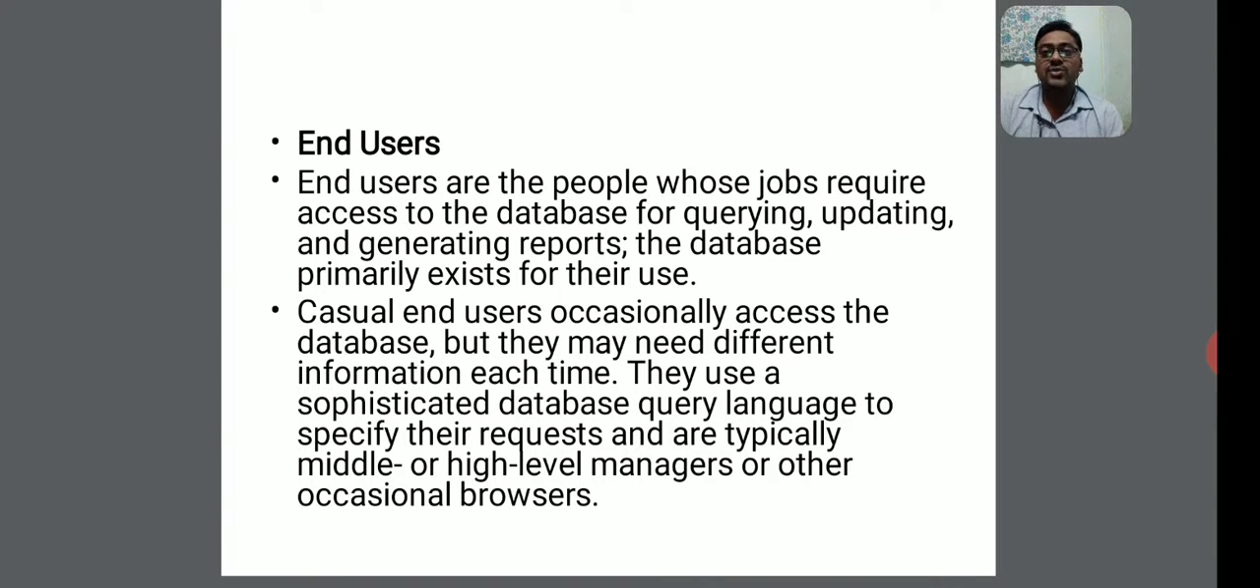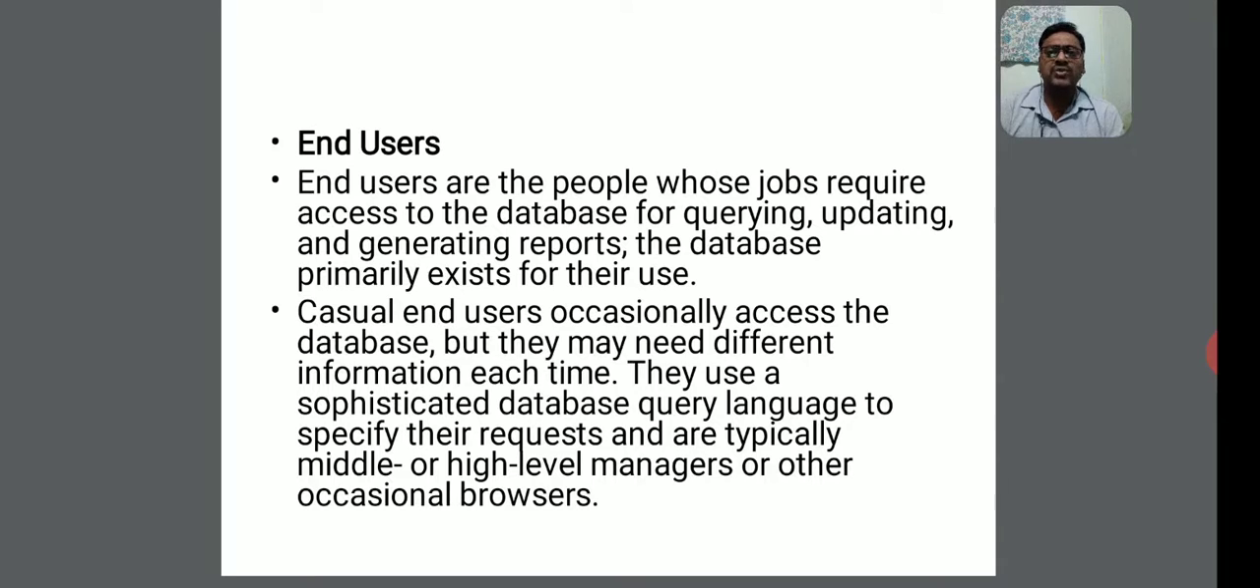These casual end users access the database very occasionally, but they make use of different information. They may need different information each time. For example, the managers present in an organization rarely access the database, but every time they may require different information. Sometimes they are accessing information about the employees. Next time they may require information about the resources present. Next time they may require some other information about previous projects and so on. Every time they are accessing, they are in need of different information.